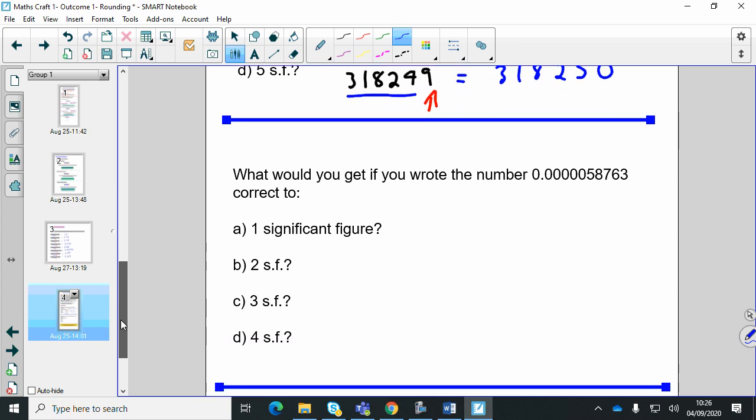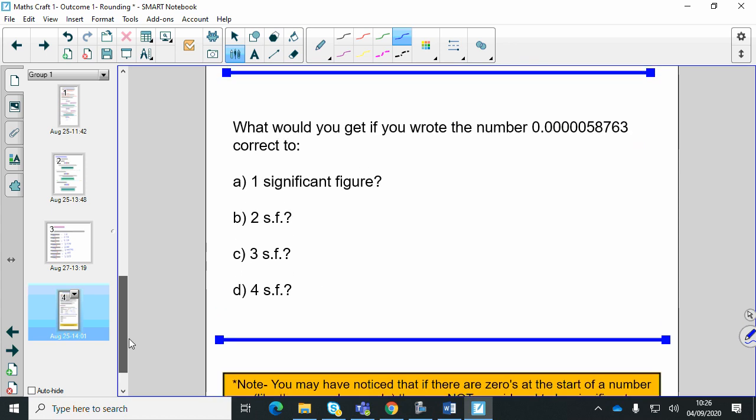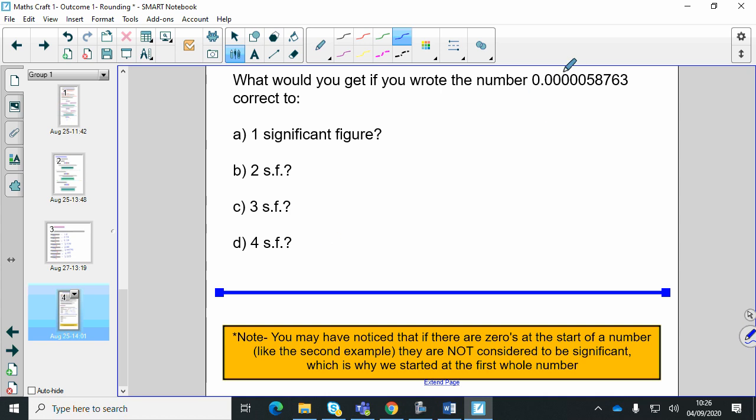Now, with very, very small numbers, it's very, very similar. But these zeros at the start can confuse people as well. And there's going to be a slightly different rule at the end. So if we're going to write this number here to one significant figure, the first number that is significant is the 5. So I'm going to underline all the zeros before the 5 as well, because they're not considered significant, but they still need to form part of the number. And then the second number, the 8, tells us whether we're rounding up or not.